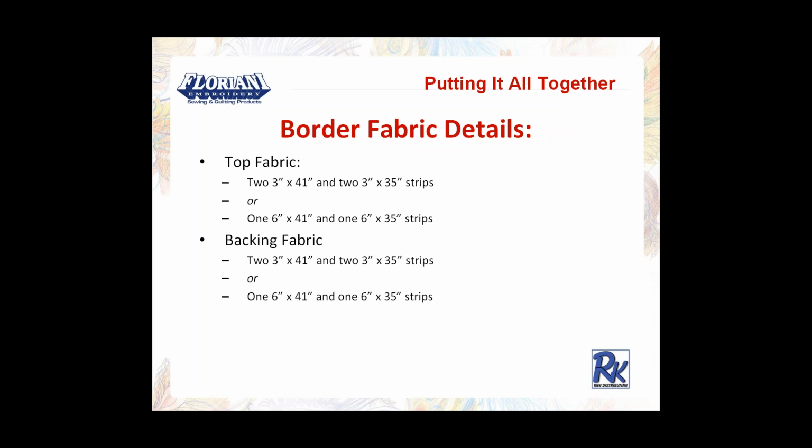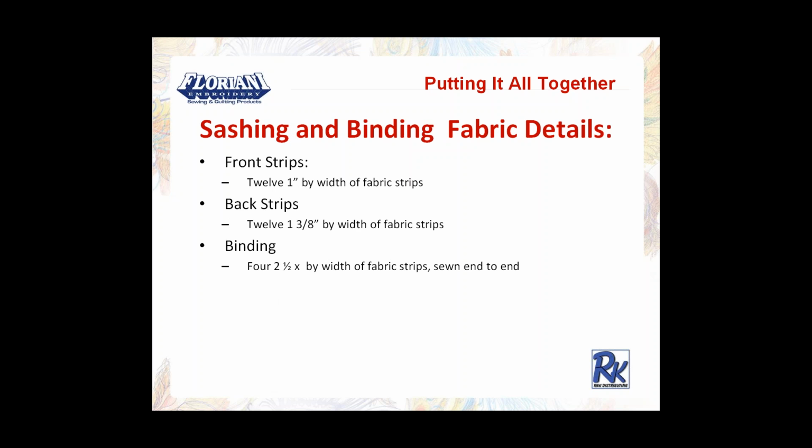So dimensions are all identical. And for your sashing and binding fabric, for the front strips, you're going to need 12 1-inch by width of fabric strips. So cut them the entire width of your fabric, and they're going to be 1 inch wide. You need 12 of them. And you want to pick a color, obviously, of your fabric that goes well with your quilt.